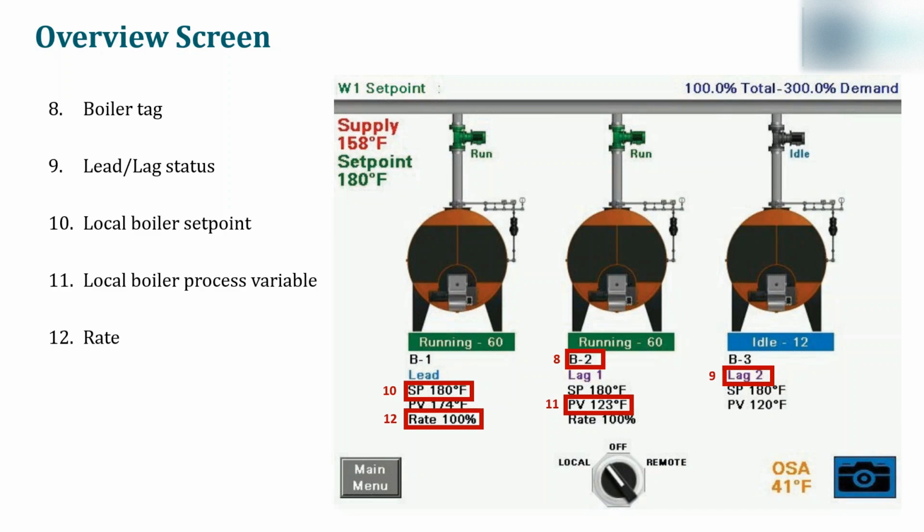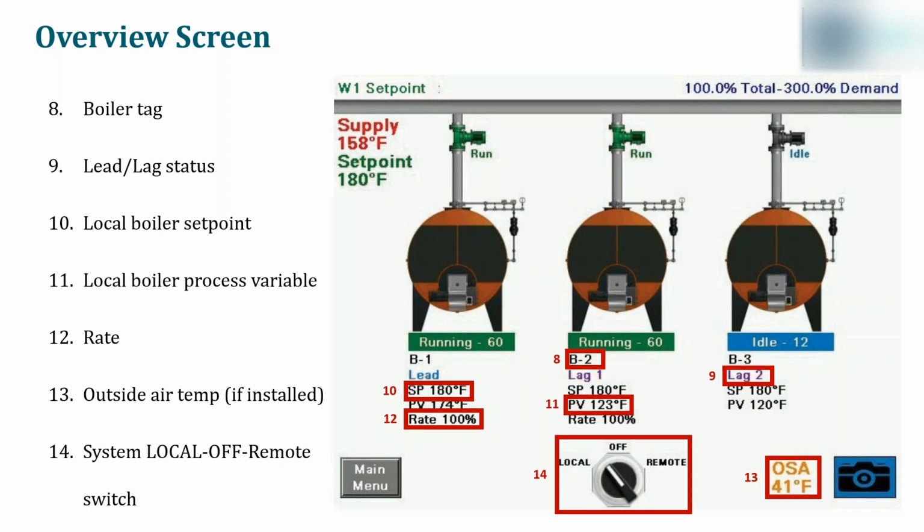And then we have the firing rate for each boiler. If the boiler is not on, you're not going to see a firing rate here, but if it is on, you will. So in boiler 1 and boiler 2 in this instance, we're showing a firing rate of 100% for each of them. If you have an outside air temperature sensor installed, the outside air temperature will display here in the bottom right corner. If you don't, it will not be shown.